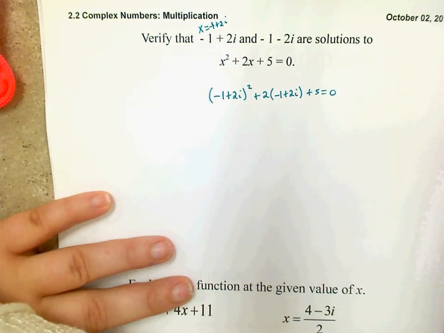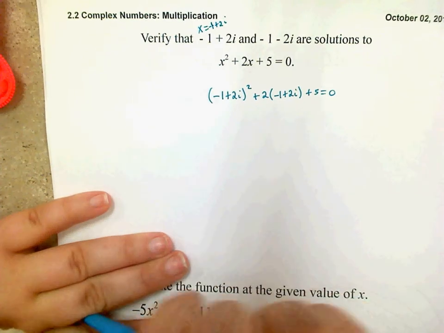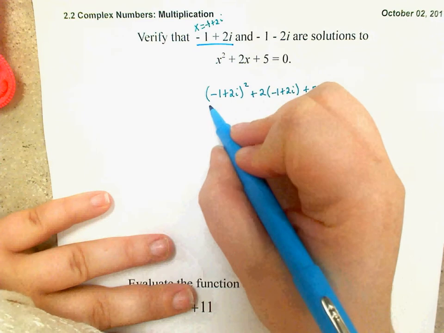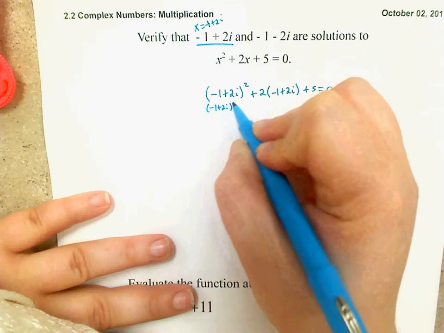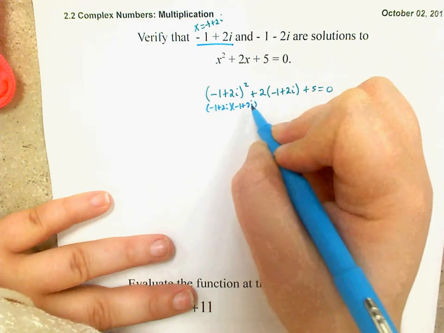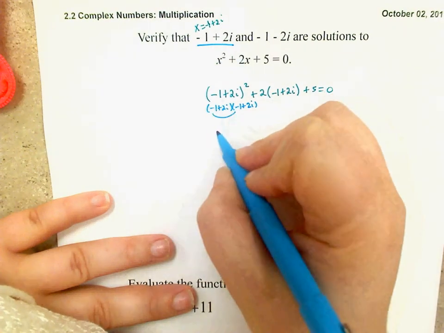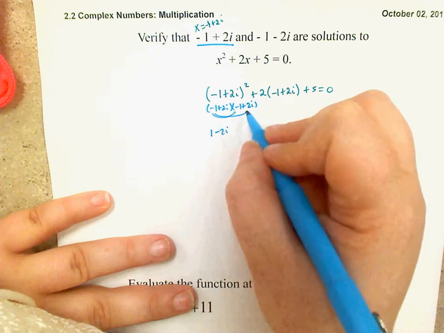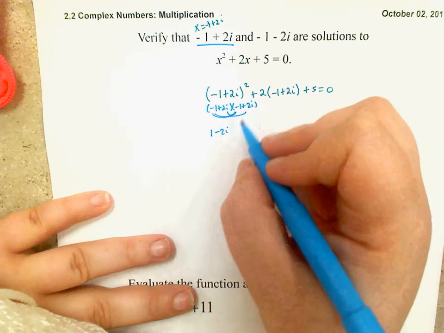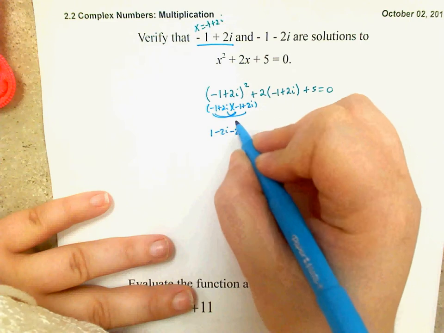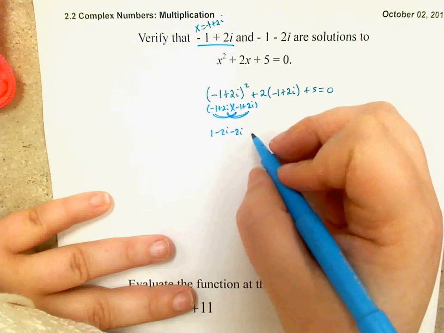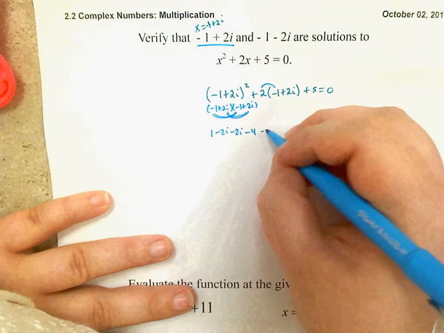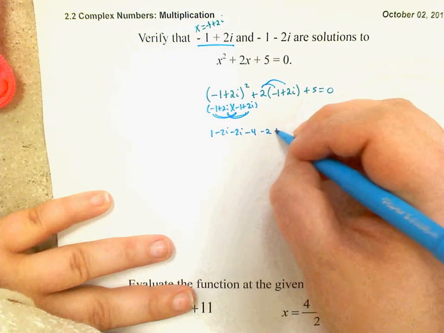So I'm just replacing negative 1 plus 2i for every x. So I've got negative 1 plus 2i times negative 1 plus 2i, because I'm squaring. So that is positive 1 minus 2i, negative 1 times 2i. 2i times negative 1, now I'm distributing 2i, is a negative 2i again. And then 2i times 2i is a positive 4i squared, which is a negative 4. And then I get minus 2 plus 4i plus 5 equals 0.